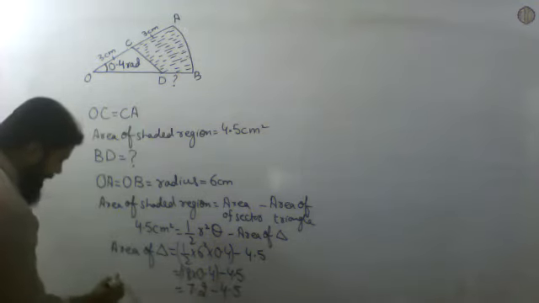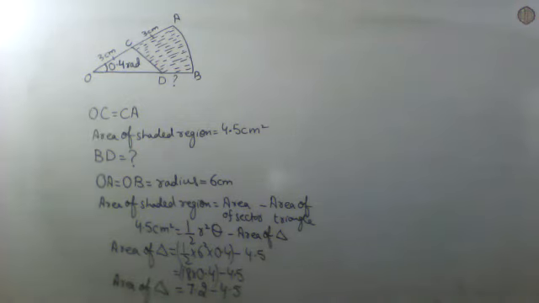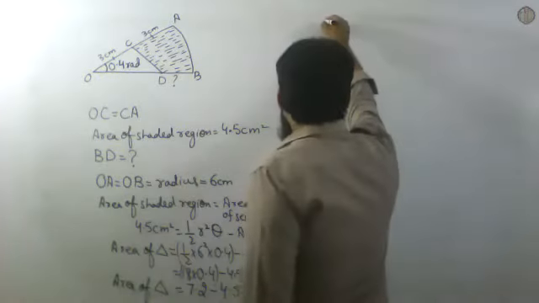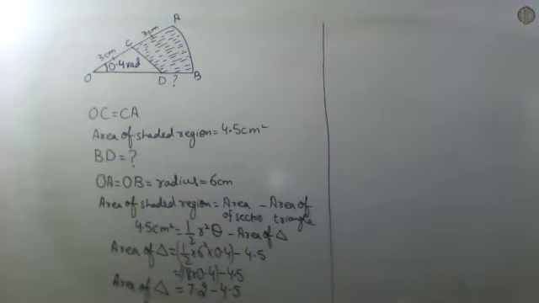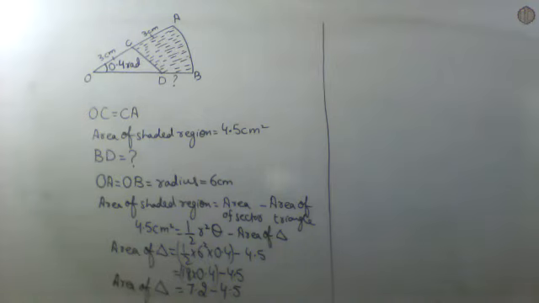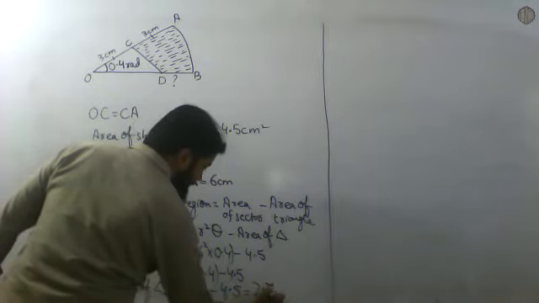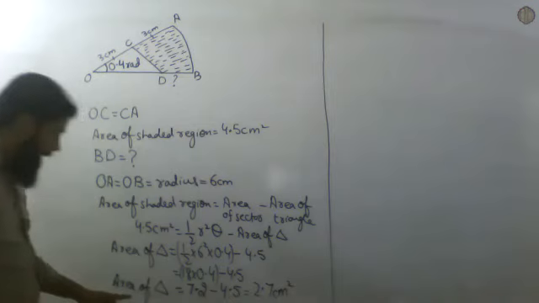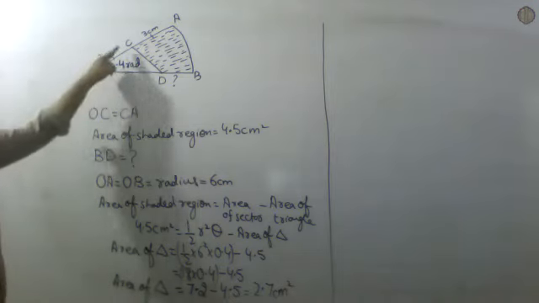Area of triangle. Okay, 7.2 minus 4.5. I will have the area of triangle. Okay, so subtracting these two, 7.2 minus 4.5, the result is 2.7 centimeter square. That's the area of triangle. This triangle is coming 2.7 centimeter square.